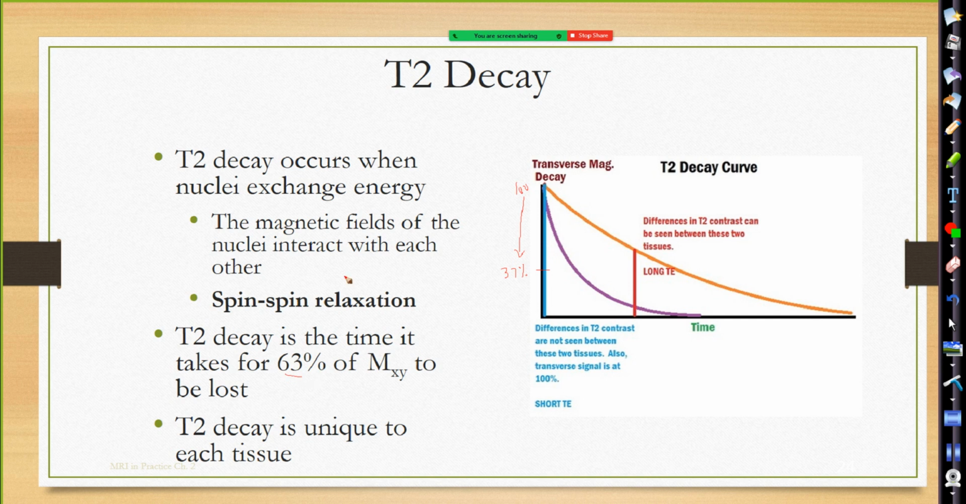So that makes sense compared to our other graph, right? Tissue was considered fully recovered at 63. Here, we're talking about a tissue being considered fully decayed when it has lost 63% of its transverse magnetization, or you could say has 37% left. Okay, there's a couple ways you can phrase it, and the registry commonly tries to confuse you with that. It's lost 63%, or it still has 37% left in terms of transverse magnetization. And we know T2 decay, just like T1 recovery, is unique to each tissue.